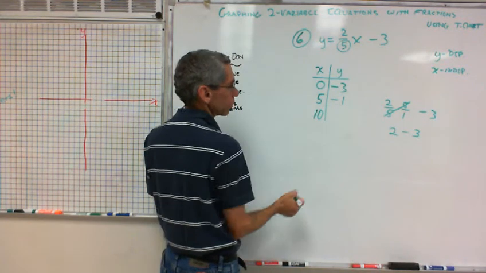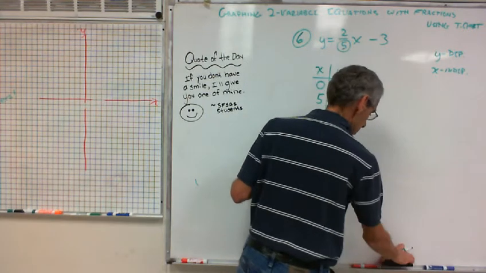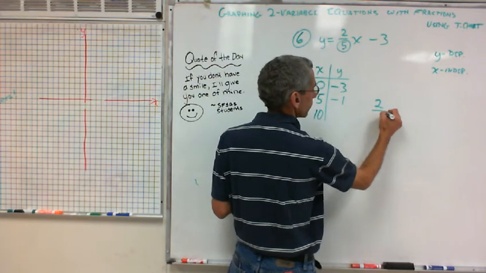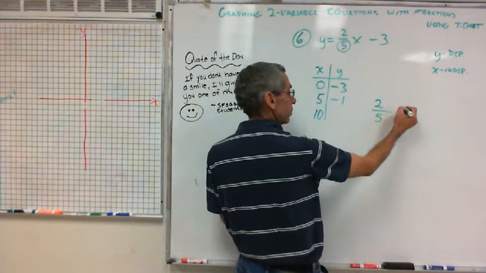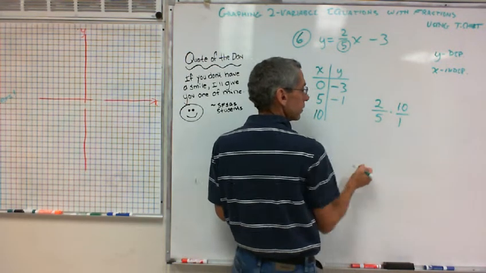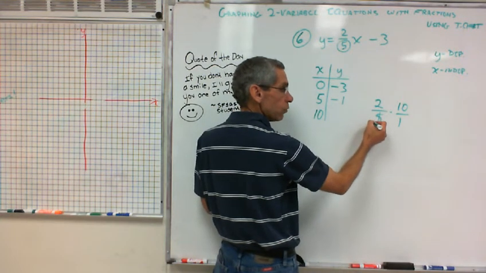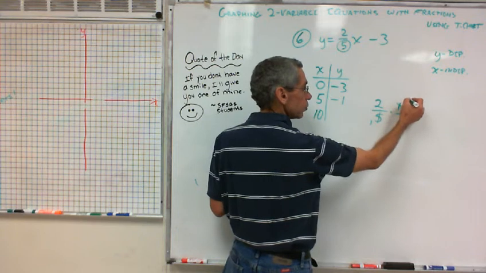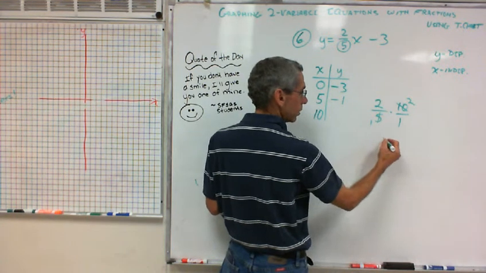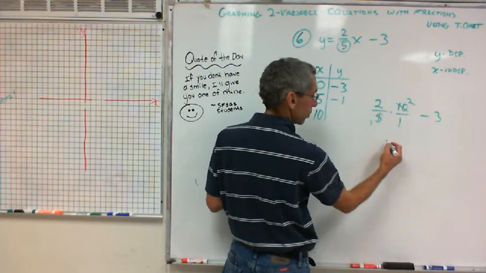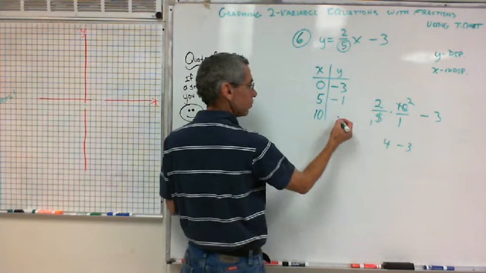Now you might think, oh, that looks really hard. Well, it's not. We have 2/5 times x, now x is 10, so we have 10 over 1. I'm going to do my simplification first. 5 goes into 5 once. 5 goes into 10 twice. I have 2 times 2, which is 4. Oh, by the way, minus 3, right? 4 minus 3. So we have 4 over 1, same as 4, minus 3, which is 1.